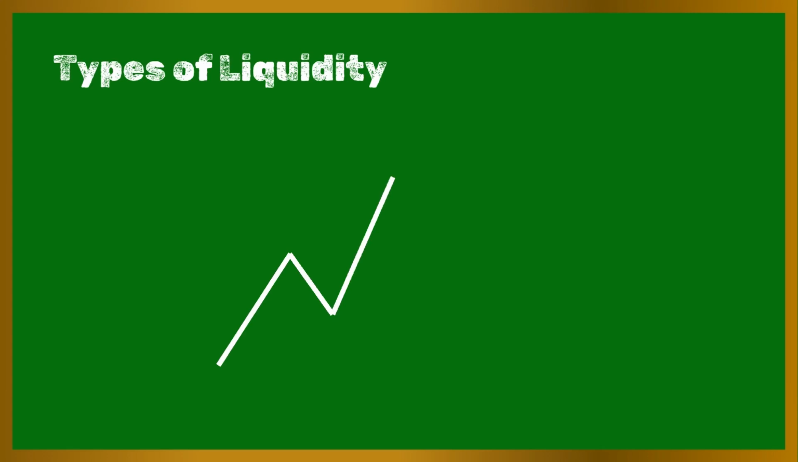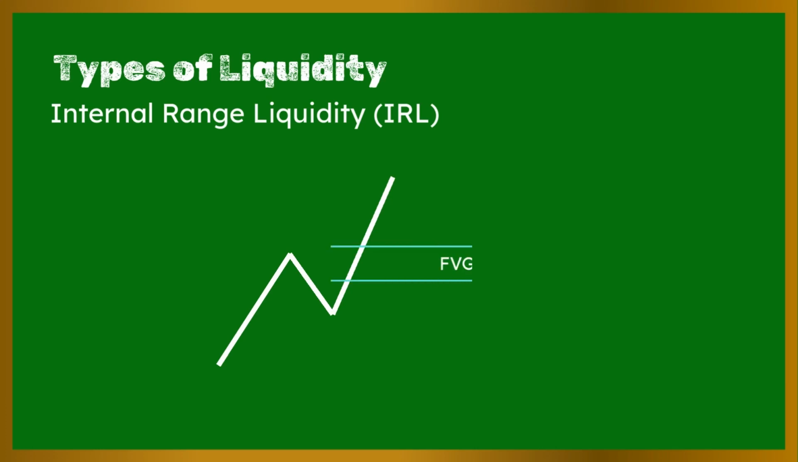After that, we have internal range liquidity. Usually, this is noted by a fair value gap. When we see this fair value gap, price usually tries to come back down to it and then head back to external range liquidity.